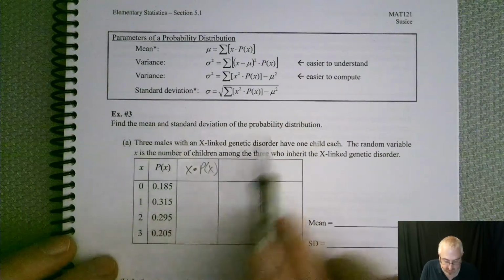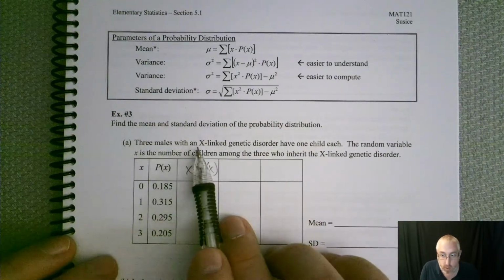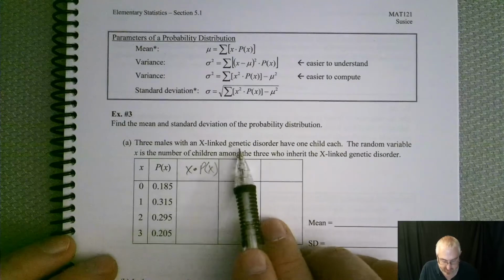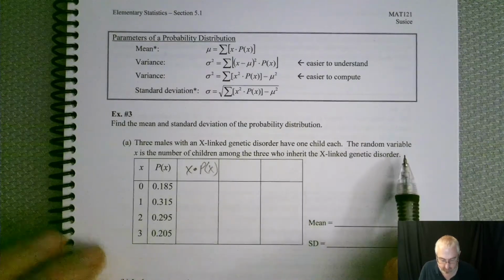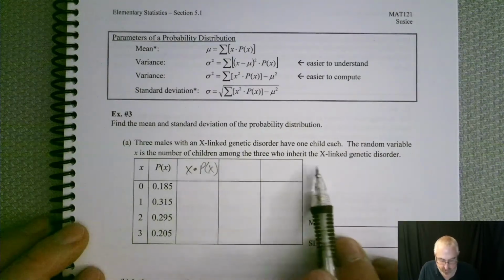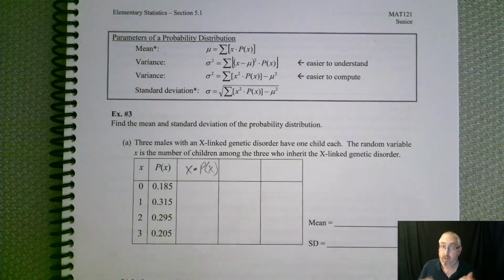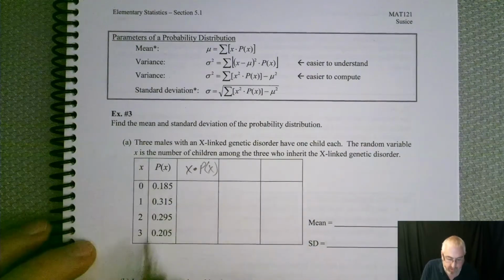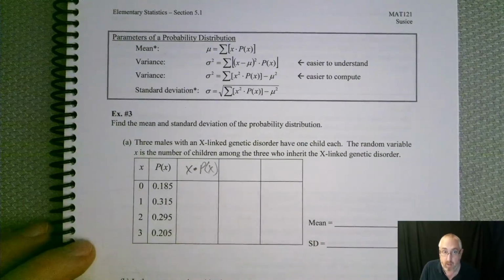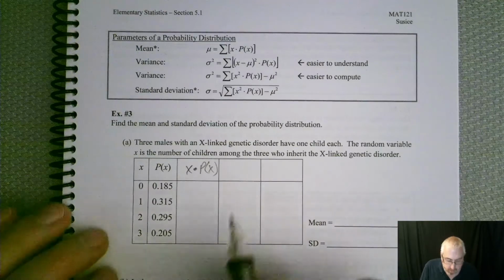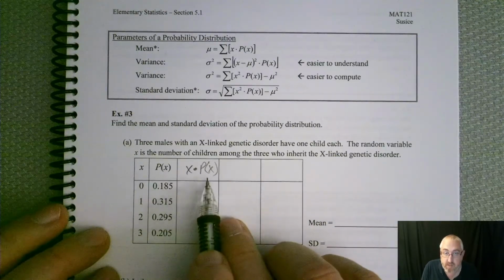It says find the mean and standard deviation. So we got 3 males with an X-linked genetic disorder have 1 child each. The random variable is the number of children among 3 who inherit the X-linked genetic disorder. So we're talking about children in this problem. All right, so X is referring to children. All right. So we've already identified the first title.